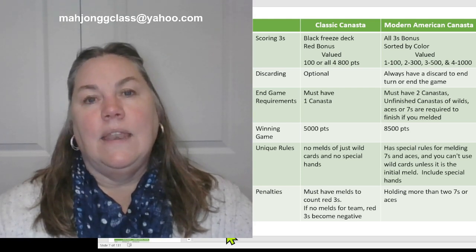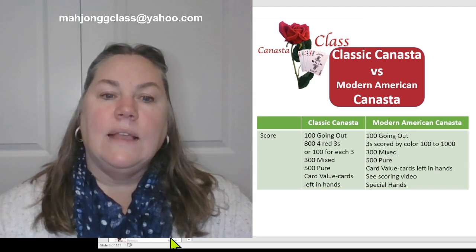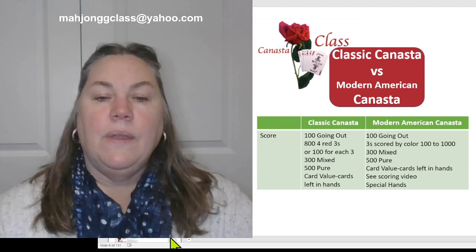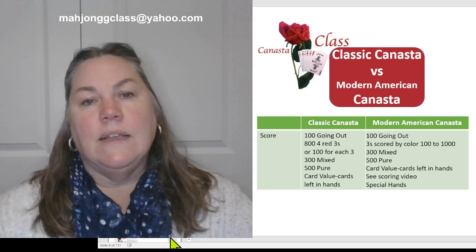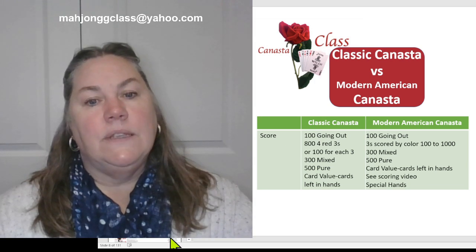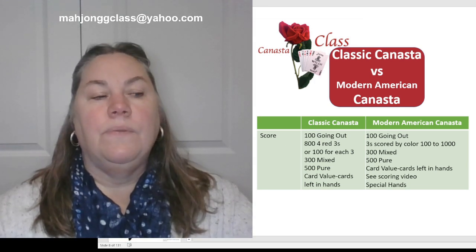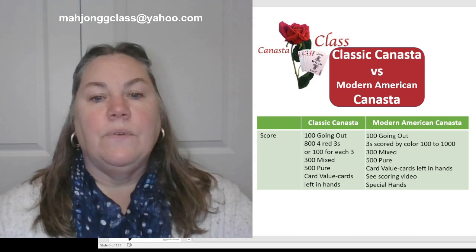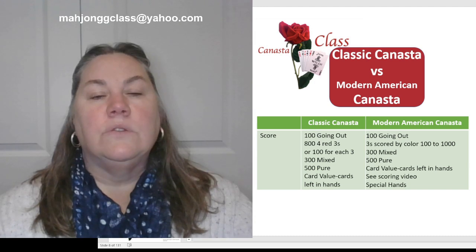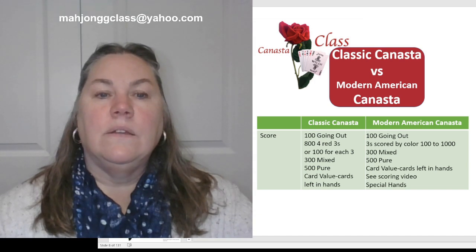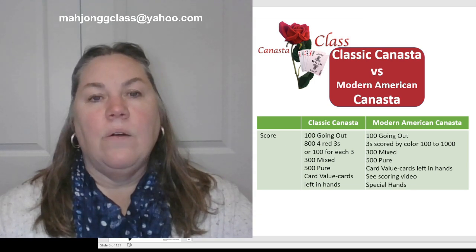Finally, when scoring, Classic Canasta is similar to Modern American Canasta. Each give 100 for going out. Each value their threes, except in Classic, we do not value black threes. And in Modern, threes are scored by color. You get 300 points for a mixed canasta in both, 500 points for a pure. Both value the cards left in your hand are deducted. Scoring special hands, please see your score sheet and a video on Canasta Class to check out how to score.